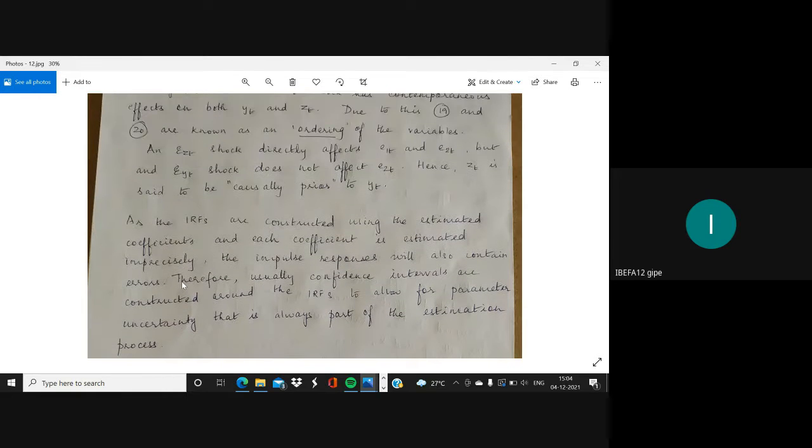Any doubts or questions so far related to IRFs or VAR models?